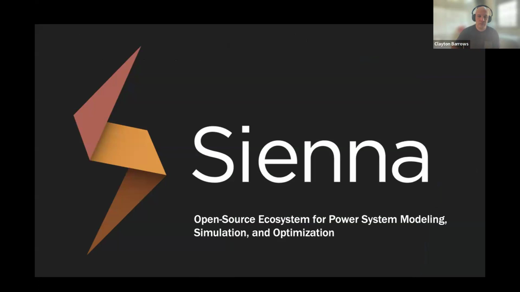Sienna is an open source ecosystem for power systems modeling, simulation, and optimization. And we set out to build a more coherent approach to addressing many of the modeling activities in a workflow like I just showed.